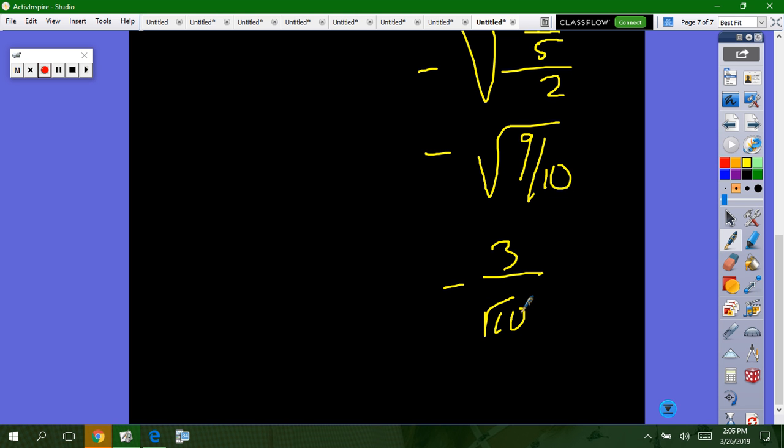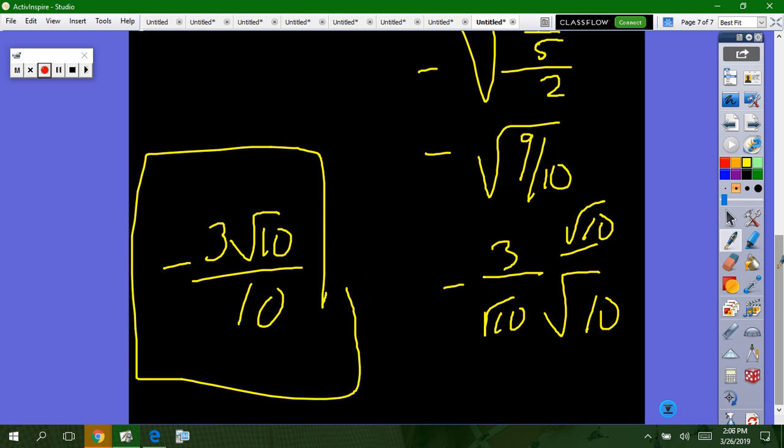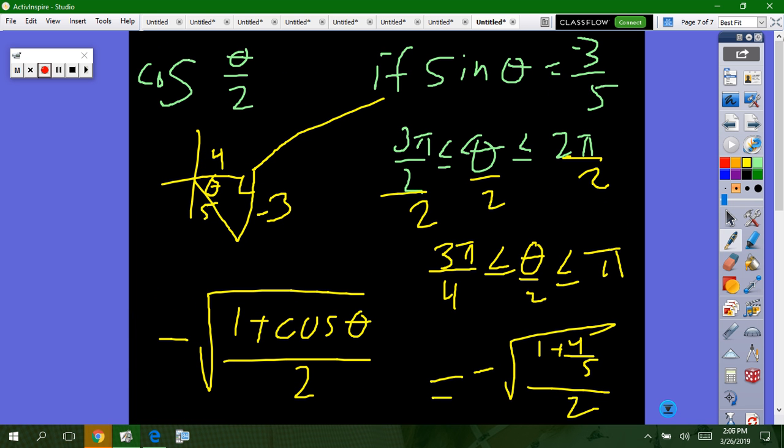And then, this is the time I get fast. And maybe you guys think I shouldn't go fast on these parts, but this is the stuff you should already know, simplifying this stuff, right? Square root of 10, top and bottom. So the answer is negative 3 root 10 over 10. That would be cosine of theta divided by 2.